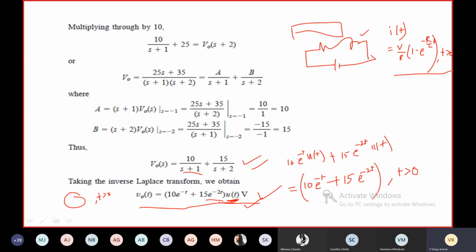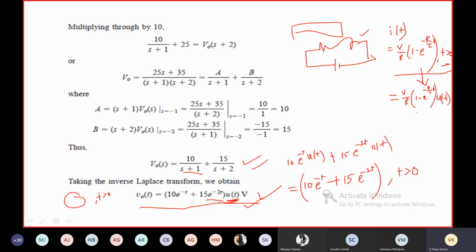So with zero initial conditions, for the series circuit, the response will be i of t equal to V by R into (1 minus e power minus R by L into t) for t greater than 0. Either you write it like this, or it can be written as V by R into (1 minus e power minus R by L into t) into u of t. Both are equal. The meaning of this is simply V by R into (1 minus e power minus R by L into t) for t greater than 0, where u of t is equal to 1 for t greater than 0.